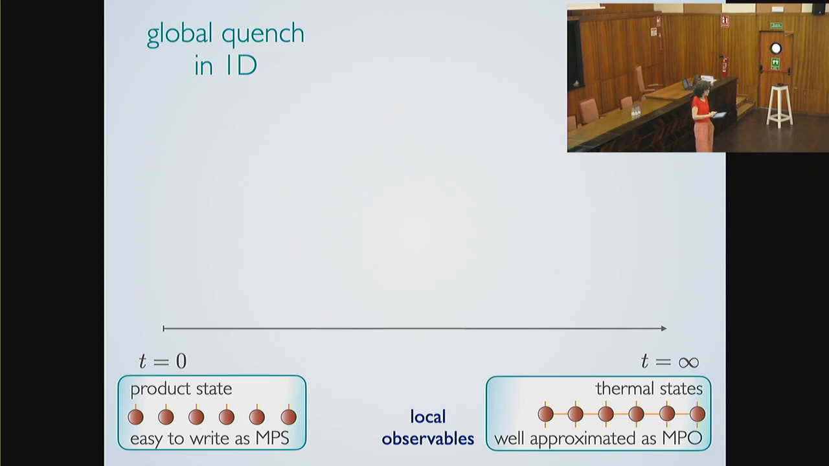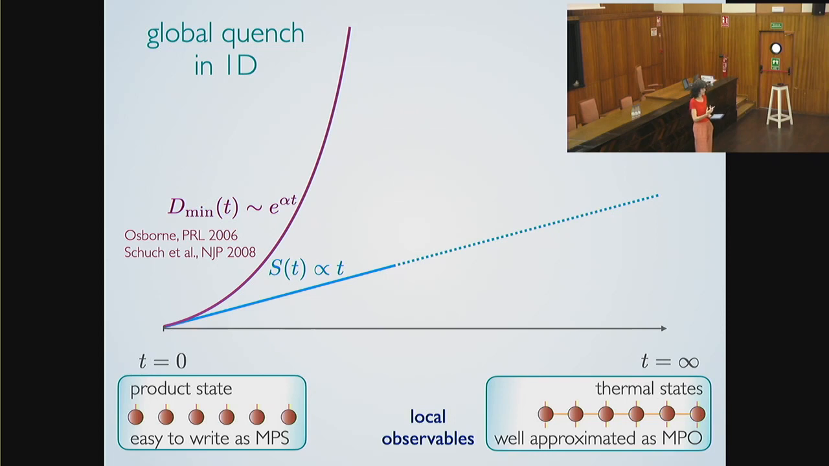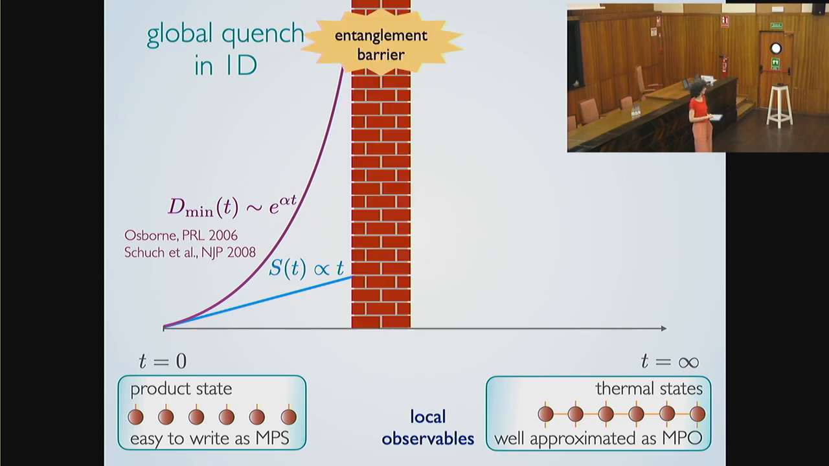Now, if you follow the evolution with this algorithm that I just mentioned, entropy grows linearly with time, the required bond dimension grows exponentially with time, and what you hit is what is called an entanglement barrier. You can go beyond sometimes.